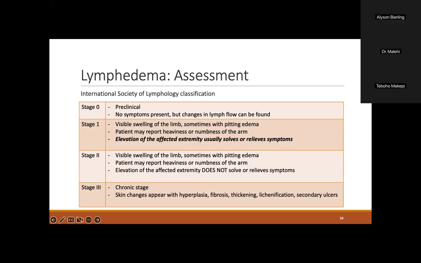So stage 2, essentially the same presentation as stage 1, but notably the elevation of that arm is not going to solve or relieve symptoms. Stage 3 is the chronic stage of lymphedema. And skin changes at this stage might appear with hyperplasia, fibrosis, lichenification or thickening or hardening of the skin, and secondary ulcers as well.